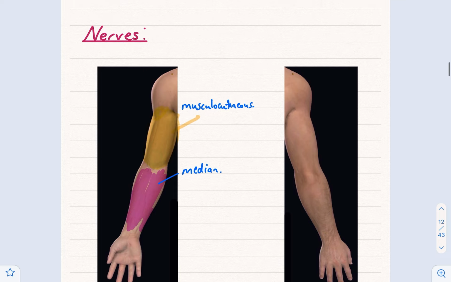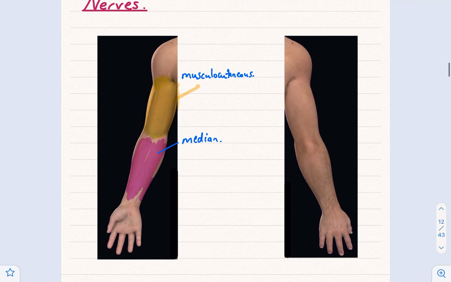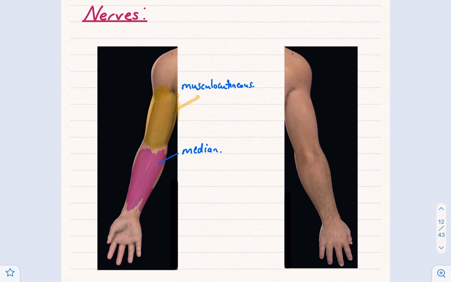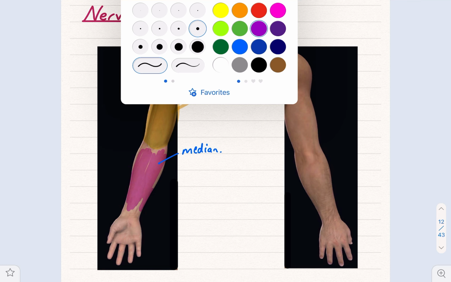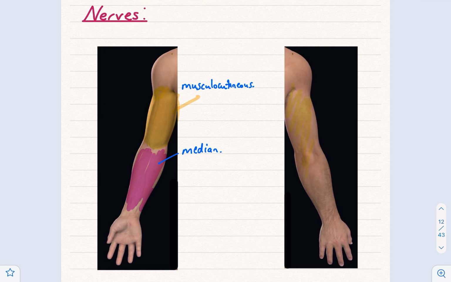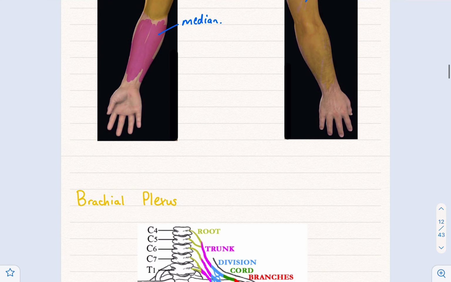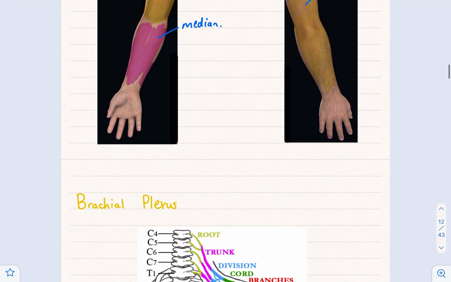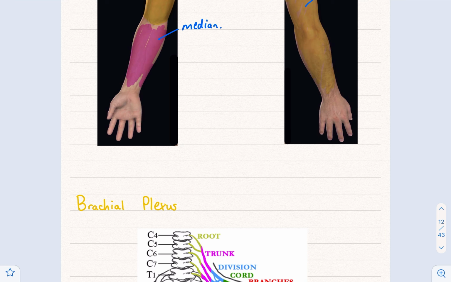Now we'll go to the back of the arm, which is basically all of this. Basically, all of this is radial nerve, back of the arm. And then if we go to the hand, now the hand is basically just supplied by the ulnar nerve.